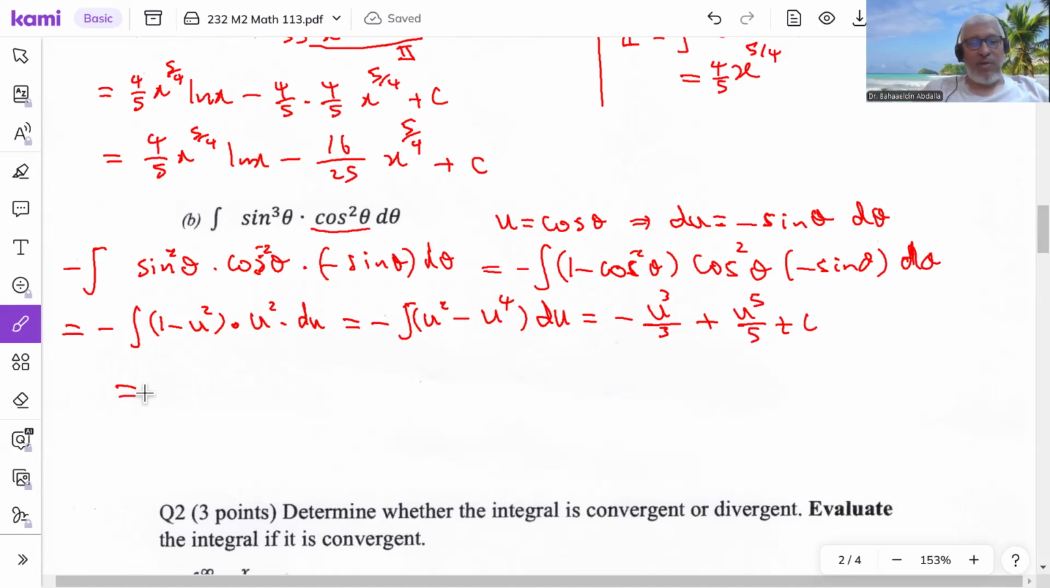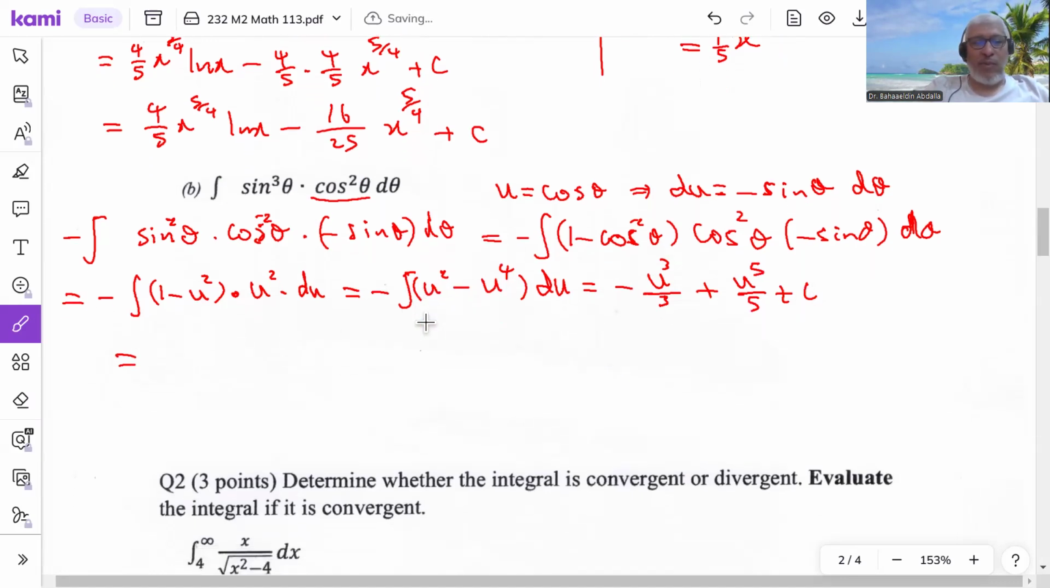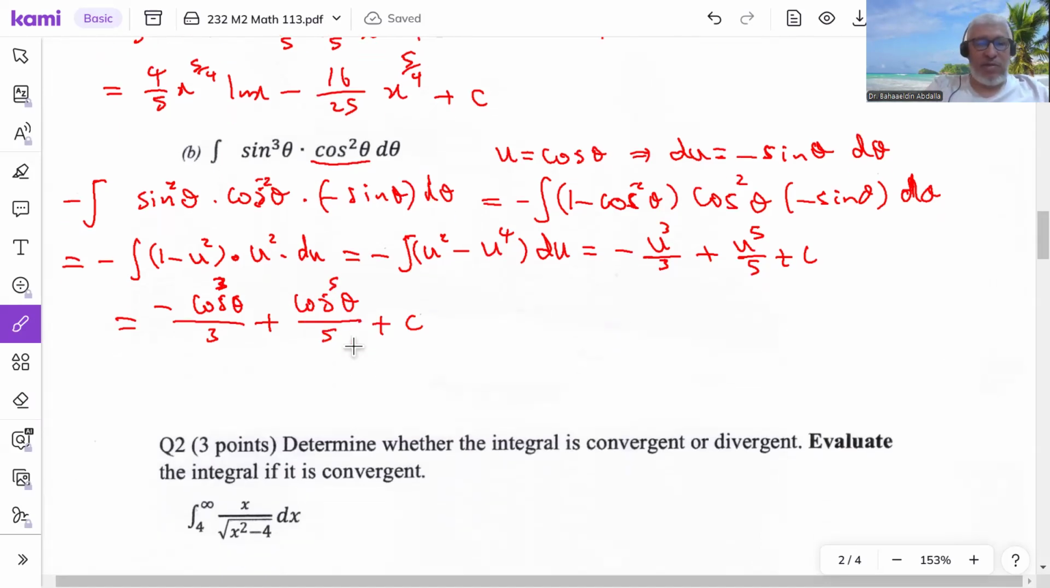And that's the answer, but let us go back to theta, because we recall the integral is in theta, not in u. So what is u? u is cosine theta. So I should write it negative cosine cube theta over 3 plus cosine to the power 5 theta over 5 plus c. And this is the answer of the question.